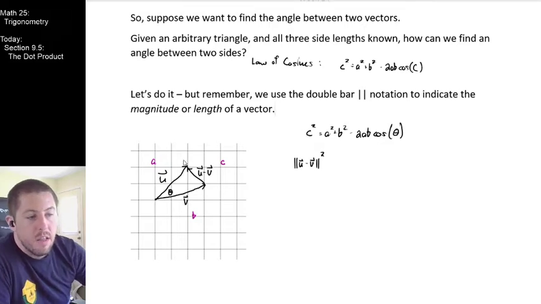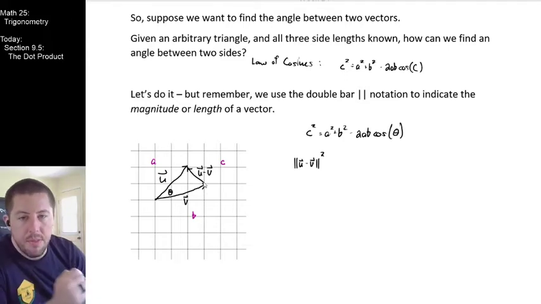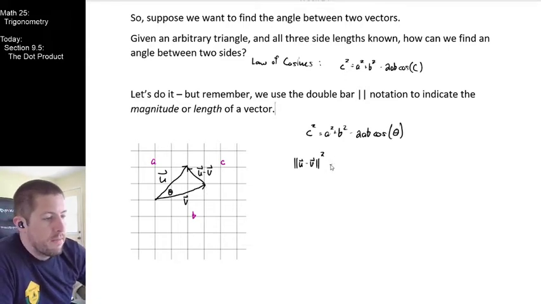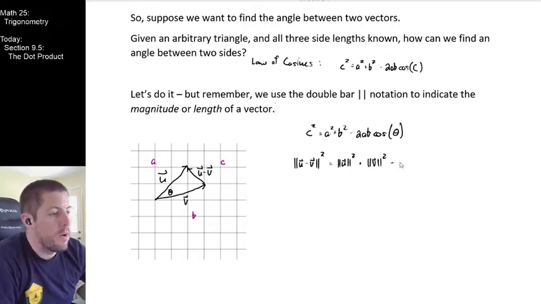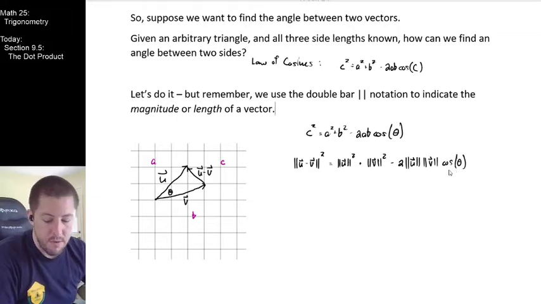So c is the length of this vector, and the length of that vector is the same thing as its magnitude, which we indicate with those double bars. Very similar here for a and for b. We're going to call a the u vector, so that's our vector u's magnitude squared, plus our vector v, its magnitude is b, and we want that squared for our formula. We're going to subtract off 2 times the magnitude of u times the magnitude of v times cosine of the angle between them. And that's the thing we're really hunting for out there.